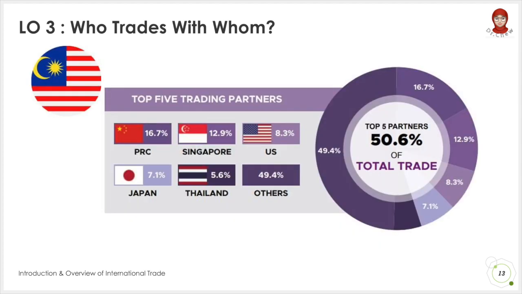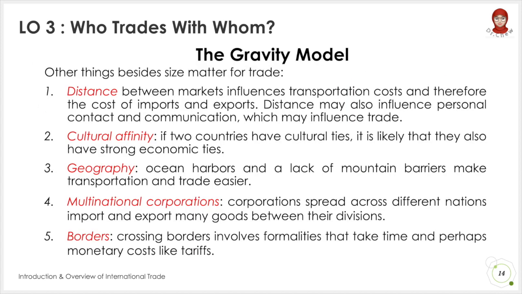So now let's see the main trading partners for Malaysia. We can see that except for the US, the other four countries, China, Singapore, Japan, and Thailand, are located closer to Malaysia. So, distance is very important too. Of course, distance is mentioned in the gravity model, but mainly being overshadowed by the size, because size is the first and foremost important thing to be looked at when deciding who trades with whom. So we can say that other things besides size also matter for trade.